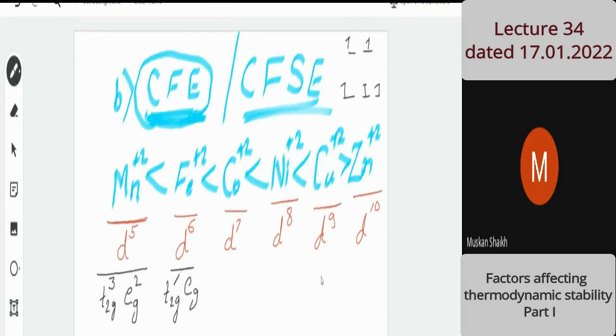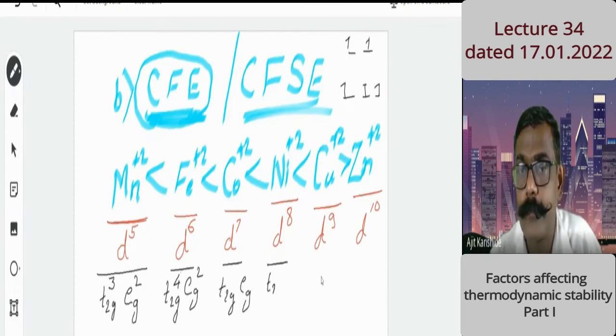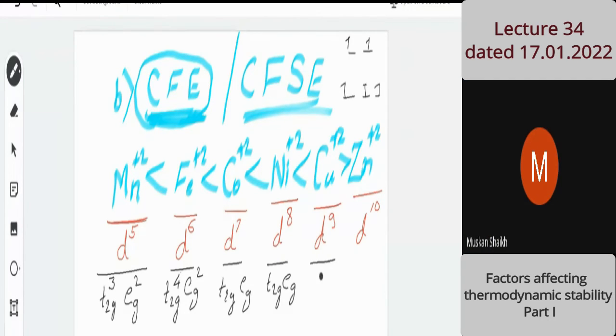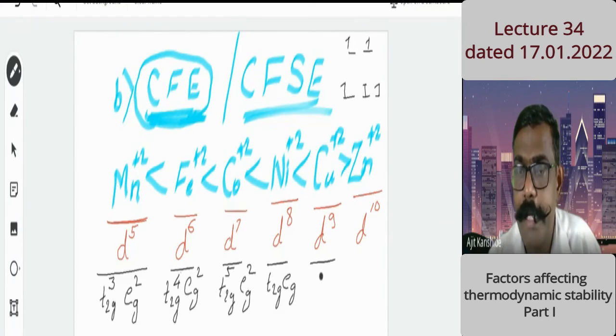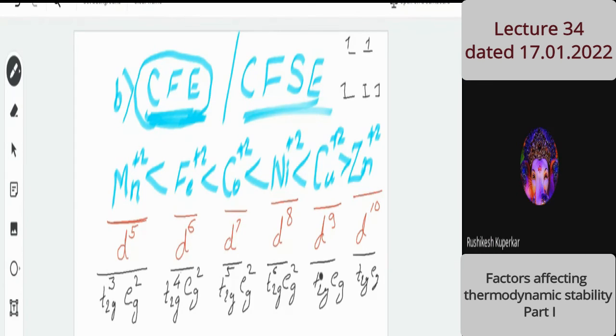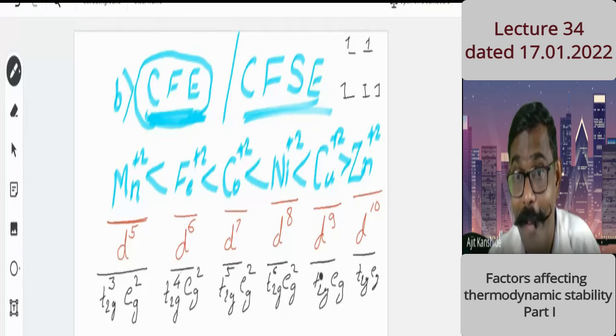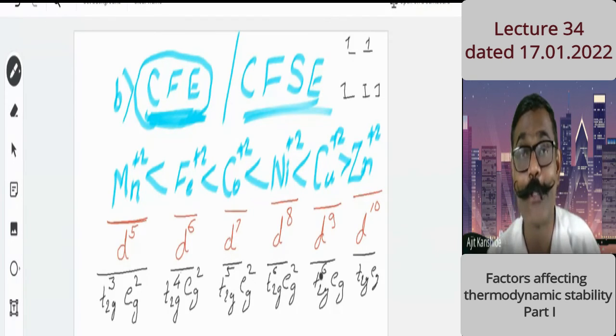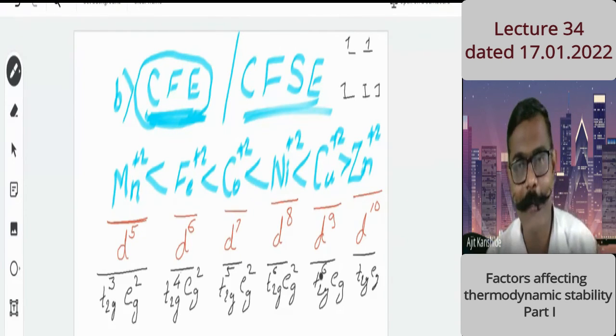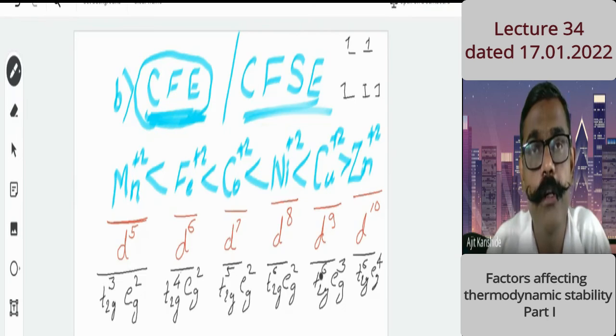For d6, t2g4 eg2. For d7, t2g5 eg2. For d8, t2g6 eg2. For d9, t2g6 eg3. I was waiting to see who says t2g7, but t2g can't accommodate 7 electrons. So t2g6 eg3, and last t2g6 eg4. These are the electronic configurations.